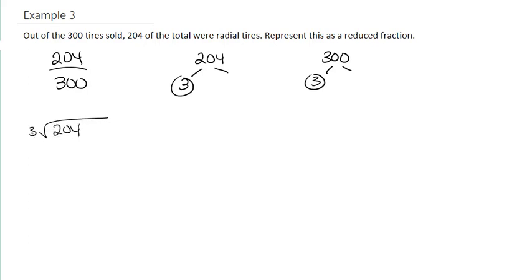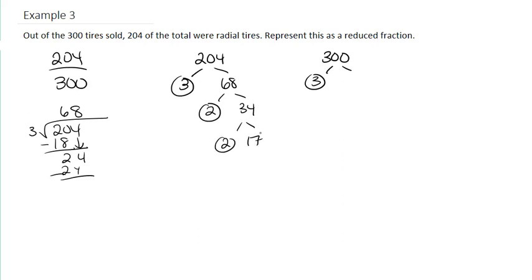204 divided by 3, so 3 times 6 is 18. Subtract, we get 2, bring down the 4, so 3 can go into 24 8 times. So we got 68. Now 68 can be divided by 2, so 2 and 34, and then 34 can go into 2 and 17. So those are its prime factorization.